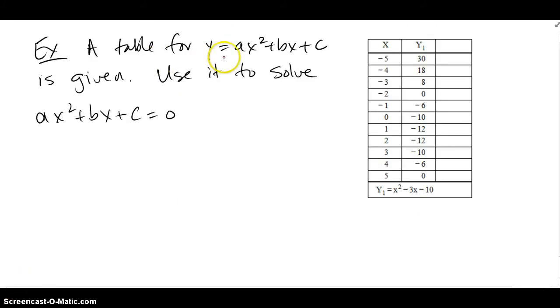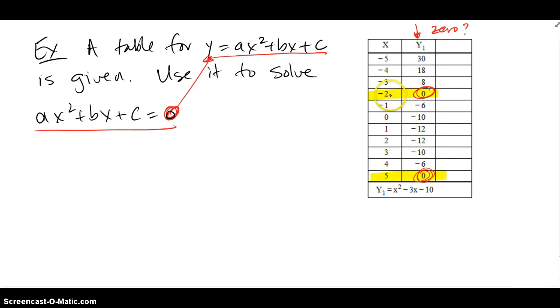Okay, it says a table for this parabola is given to the right. Use it to solve this equation. Again, we don't know what A, B, and C are, but we do know that the y value has become 0. So we go to our y value and we see when that y value is 0. 30, 18, 8, 0. That works. All negative numbers, I don't need those, and that works. So those are the two places where the y values are 0.